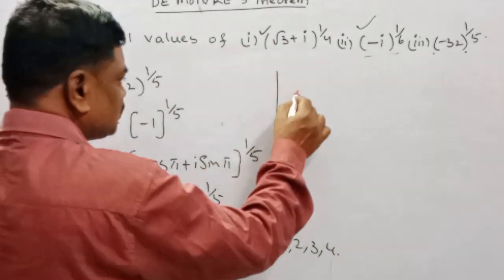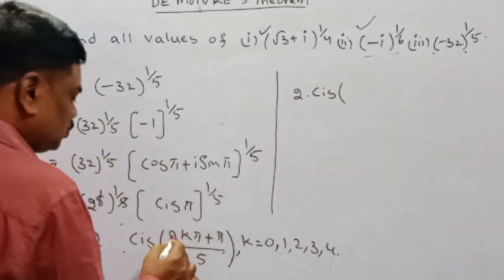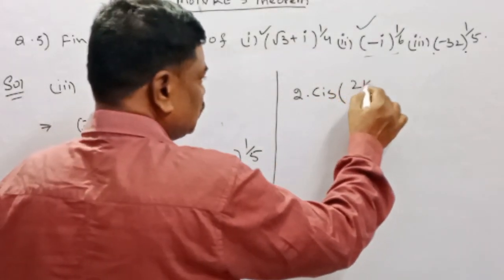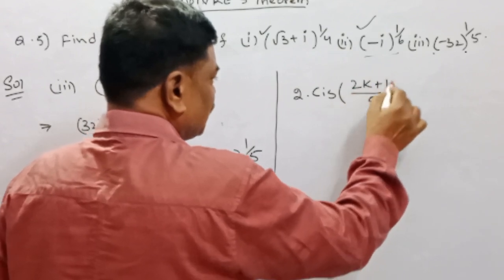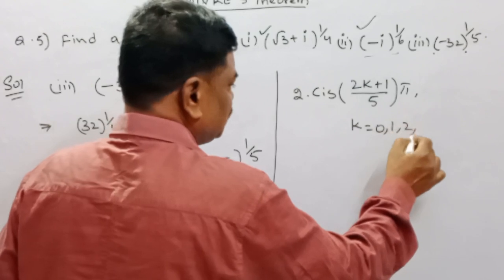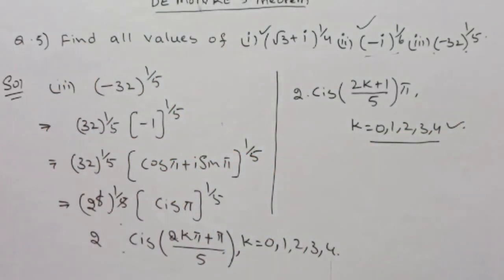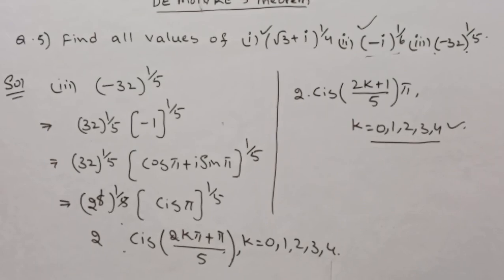Then the total values are 2 into 6, this is 2k plus 1, (2k plus 1) by 5 into pi, where k is equal to 0, 1, 2, 3, 4 are the values of (minus 32) whole power 1 by 5. Okay, all of you, that's all.